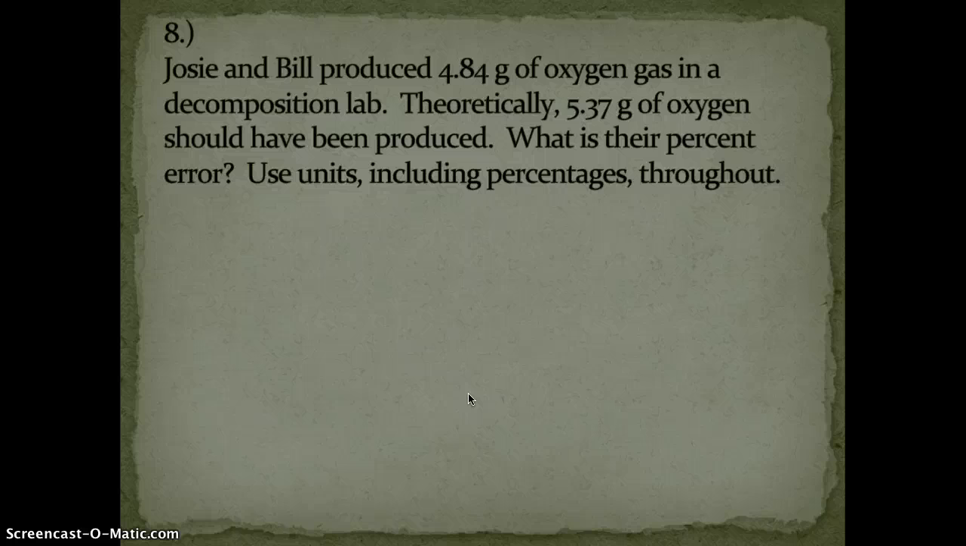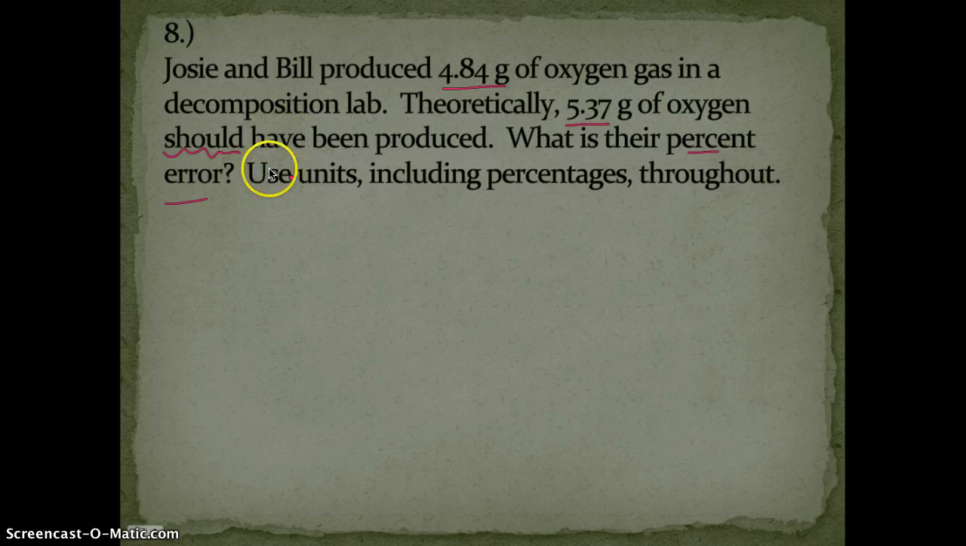Okay, so we have Josie and Bill here, and they were in lab, and they produced 4.84 grams of oxygen gas through a decomposition reaction. So they drove off this much oxygen. Now, theoretically, with what they started out with, they should have been able to produce 5.37 grams of oxygen. So here's the key word, should have produced. And we want to find out what the percent error is.